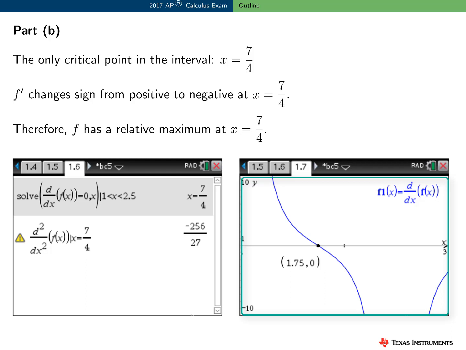And for additional confirmation and visualization, this is a graph of f prime near x equals 7/4. Although not sufficient justification, this graph does support our conclusion. The graph suggests that f prime changes sign from positive to negative at x equals 7/4. And once again, therefore f has a relative maximum at x equals 7/4.